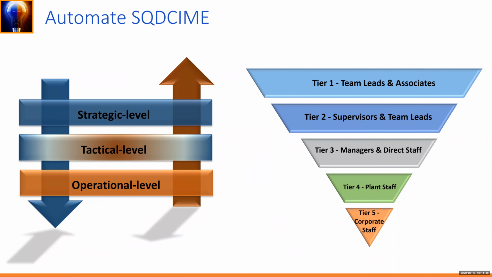So one of the things that we've done with customers is to automate SQDCIME, which is safety, quality, delivery, cost, inventory, manpower, and environmental. And there are metrics for the shop floor in each one of these different areas. If you think about it, you've got those metrics at an operational level, on a machine by machine basis. Then that rolls up into a cell or a department, and then up to a plant, and then within a division, and then the overall corporate.